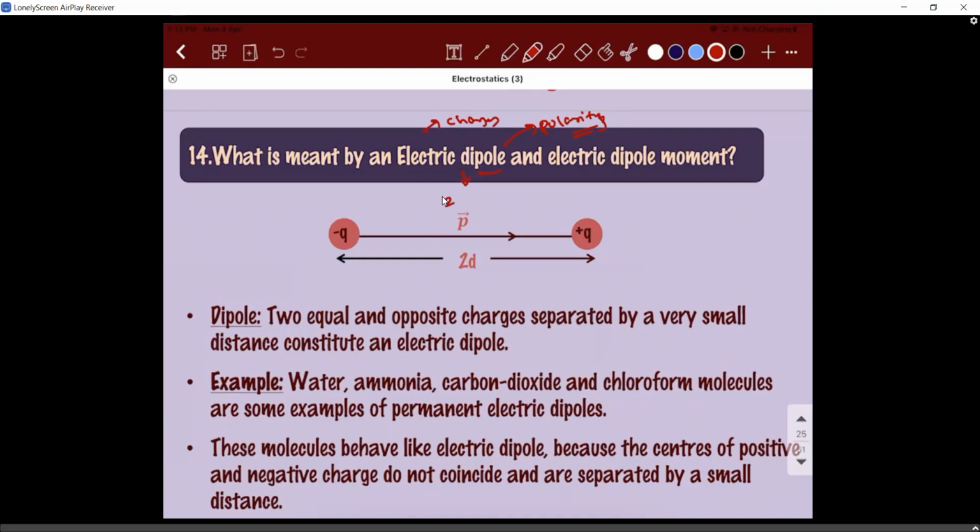So please write down the definition and underline the important points. Two equal and opposite charges separated by a very small distance constitute an electric dipole. Examples of such dipoles are water, ammonia, carbon dioxide, and chloroform molecules. These are all examples of molecules with permanent dipole moments.